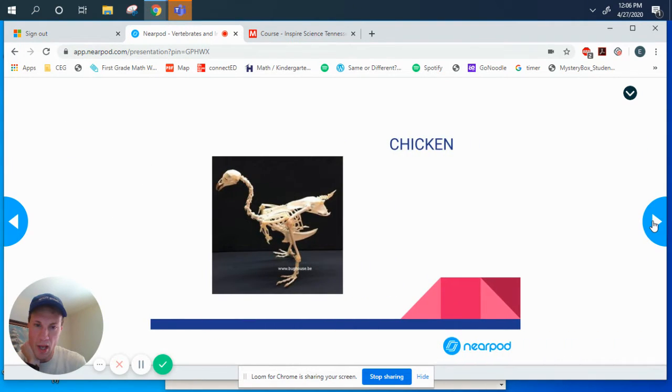Next we have a chicken. Some familiar things. Feet, just like a dog. You can see where the wings are attached. A little tailbone up here. You've got the skull right up here. And once again, this chicken has a backbone, part of the spinal cord, part of the central nervous system. So just like the dog and the fish. Interesting.